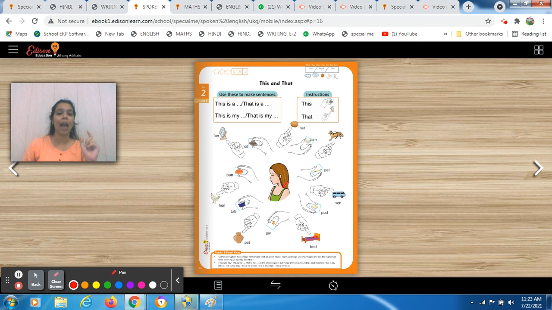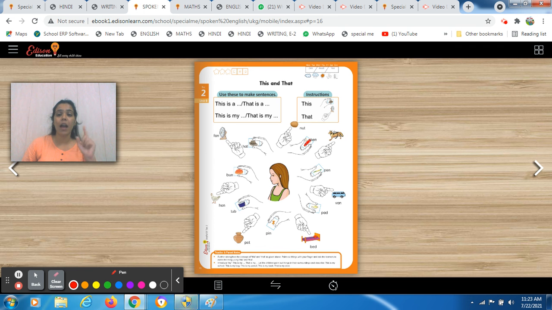This is my hat. Okay, now see, the hand is pointing towards the nut. That means the nut is far away from her. So she will say that is a nut, or she can say that is my nut if the nut belongs to her. Okay, now see the next.